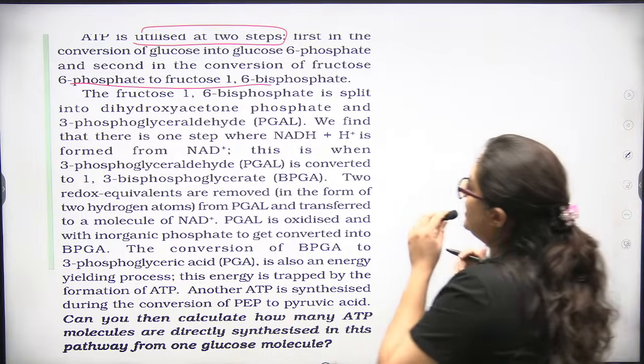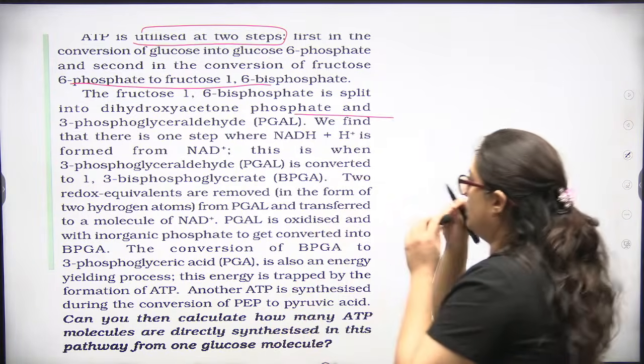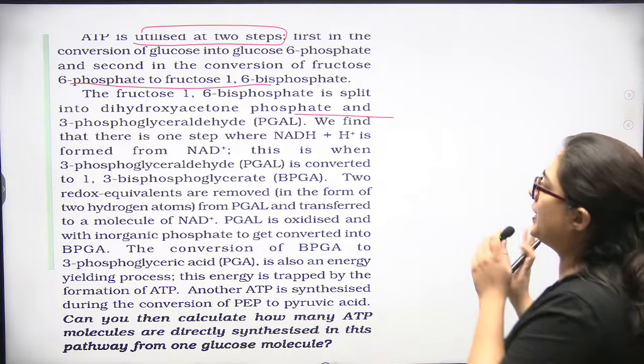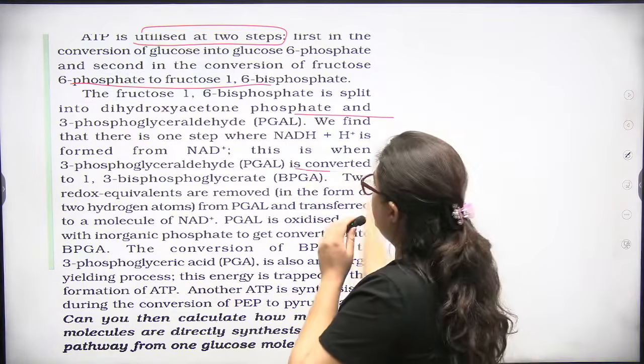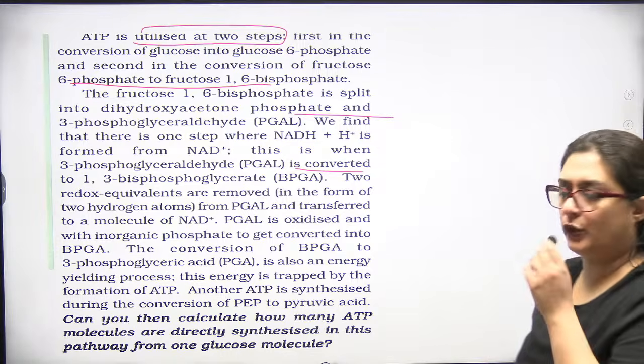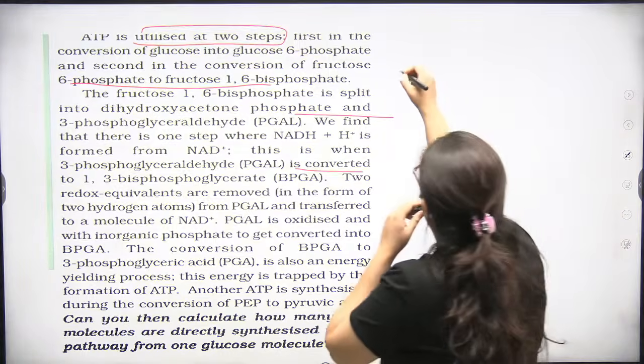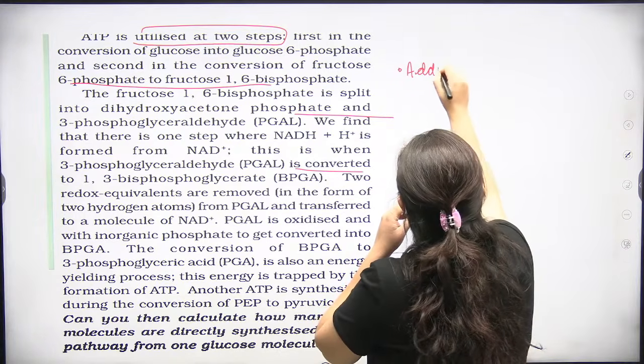The fructose 1,6 bisphosphate is converted into dihydroxyacetone phosphate. These are simple reactions, you have to deal with them. Then 3-phosphoglyceraldehyde is converted into 1,3 bisphosphoglycerate, meaning here addition of a phosphate group takes place.